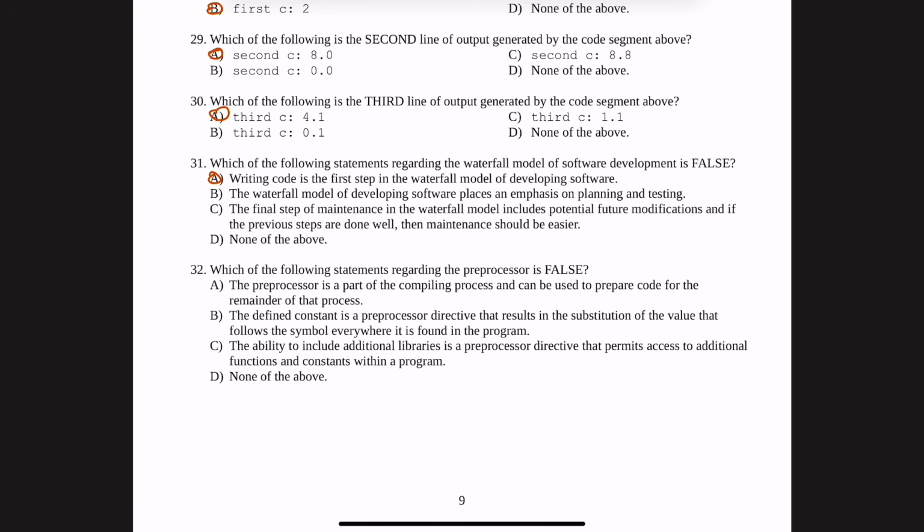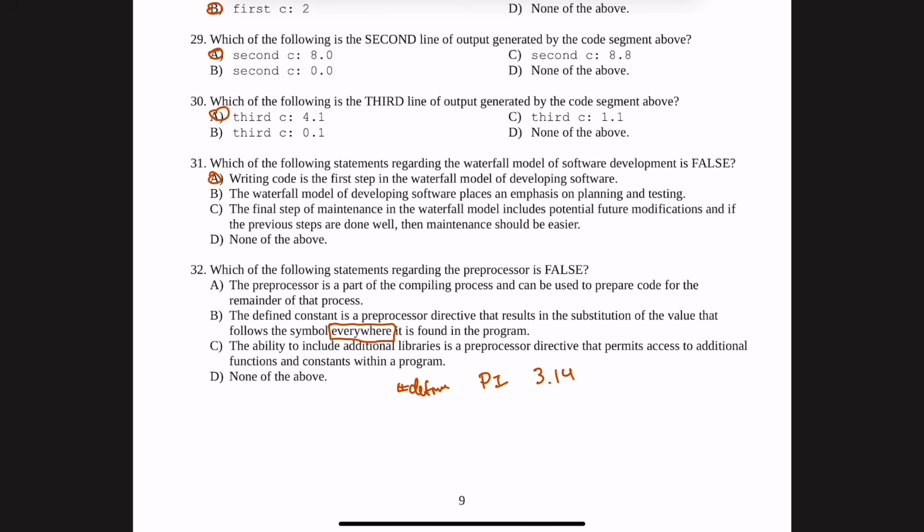B, a defined constant is a preprocessor directive that results in the substitution of the value that follows the symbol everywhere it is found in that program. So this is a favorite question to be asked on exams that students really get confused by. So the keyword is everywhere. So let's say I have a hash defined pi is 3.14 because I don't want to use underscore pi for some reason, right?